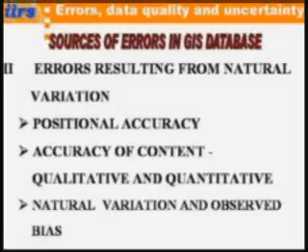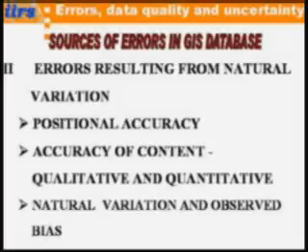The second component of errors is sources of errors in a GIS database. So, errors resulting from natural variation. With natural variation, you draw a line. If it is fuzzy in nature, whatever line you draw, some other person draws the line, and you may not put it at exactly the same location. So that means positional accuracy is going to be affected.